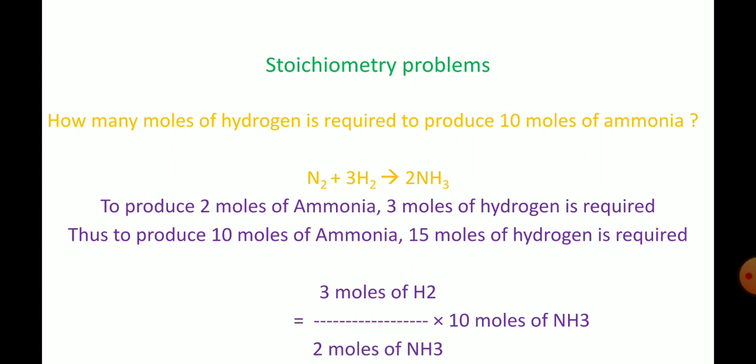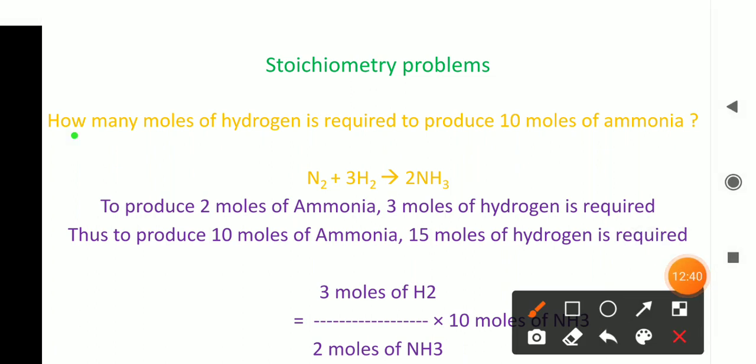Then we can have an example problem, stoichiometry problems. There are 4 problems. Here I will explain only one problem. The remaining I will give you as homework. Okay, look here. Look at the first problem. What is given? How many moles of hydrogen is required to produce 10 moles of ammonia?